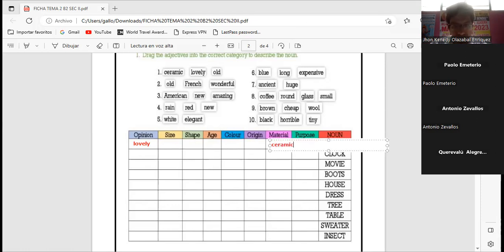Old is age. Nice. And like this, how Antonio said, we have to complete these boxes, these big boxes, actually. Okay, number 2, this is a clock. Old, age. Okay, wait a moment. Okay, continue. Old is age. French, origin. What is it? Origin, nice. French.